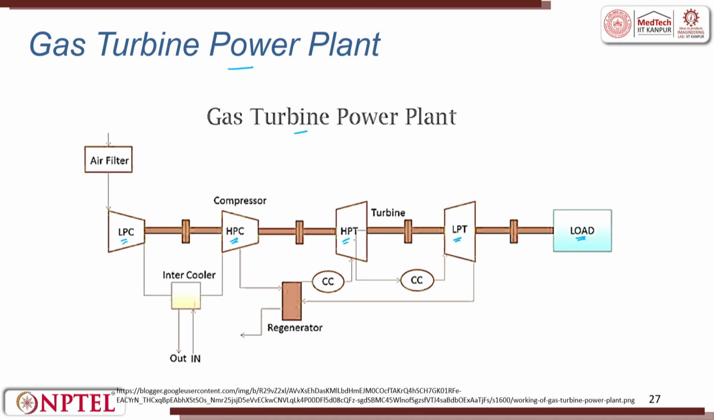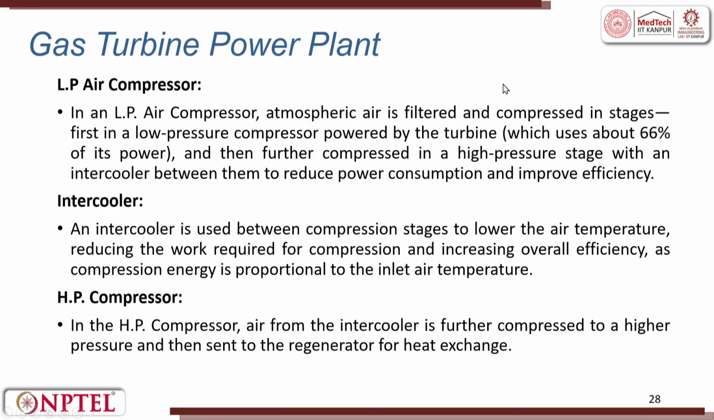Then we have this connect of CC which comes from the high pressure turbine and the low pressure turbine, they get connected and there is a CC, and that is sent to the regenerator. Okay. These are gas turbines which are used, as I told you, in planes. The LP air compressor, in a low pressure air compressor, the atmospheric air is filtered and compressed in stages.